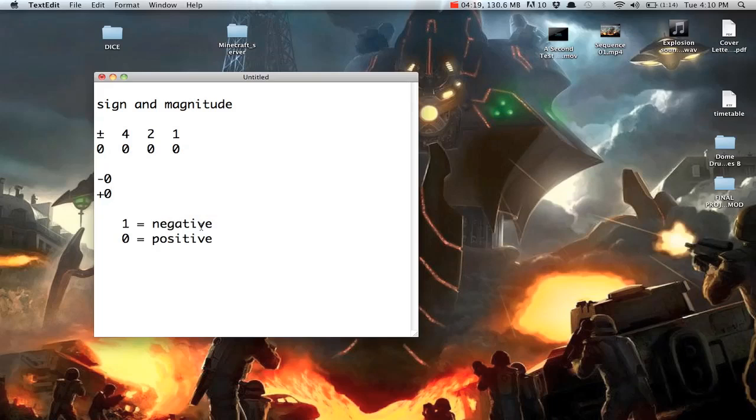So that's basically a useless system, because it removes the ability to use this bit here, and it also gives us two versions of zero. So we do not want that. Sign and magnitude is a bit of a broken system. So let's move on to one's complement.